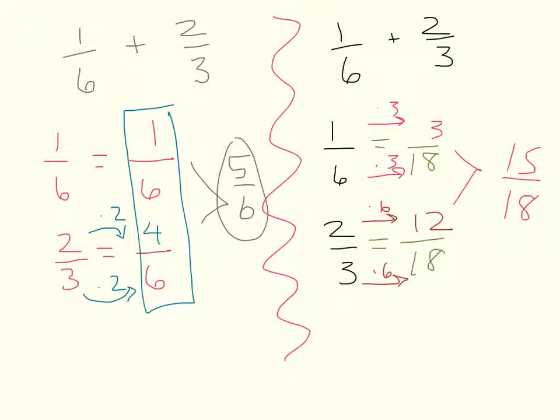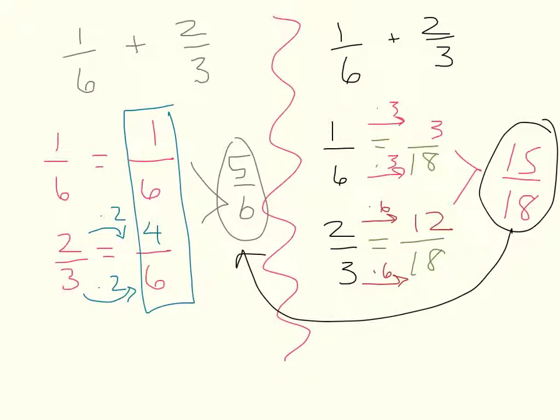So then I would just ask you, what's the difference between 15/18 and 5/6? How different are they? And you know right away that those are actually equivalent fractions. 5/6 is equal to 15/18, because all we've done in both cases is multiply the numerator and the denominator by 3. So again, just have the same denominator, and then the denominators stay the same, and you just combine the numerators.